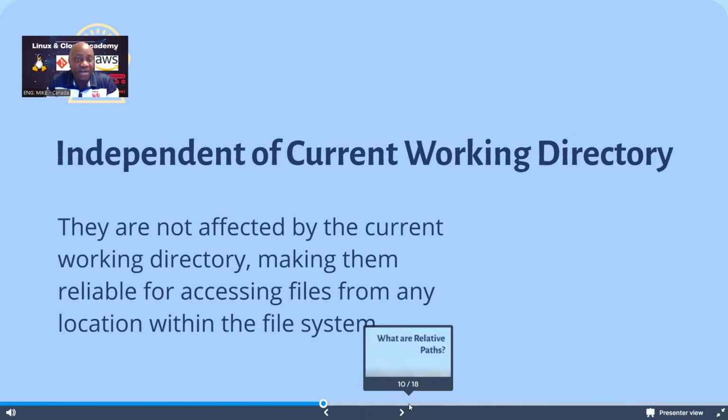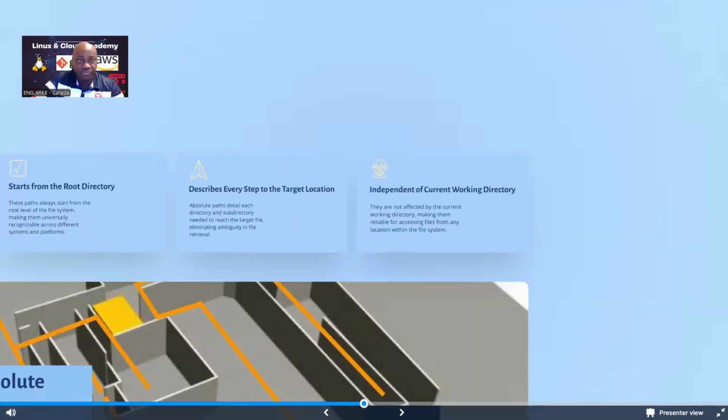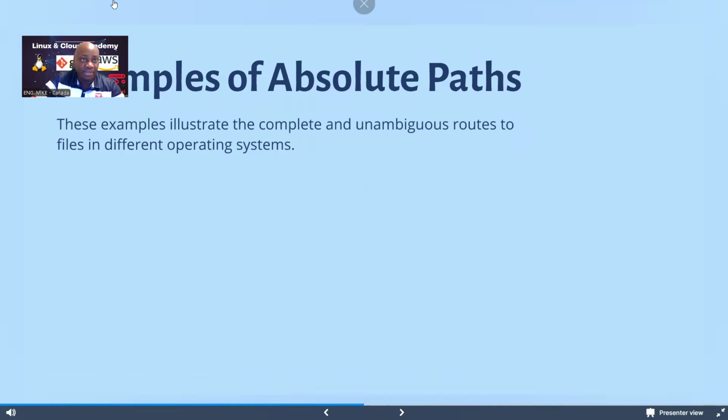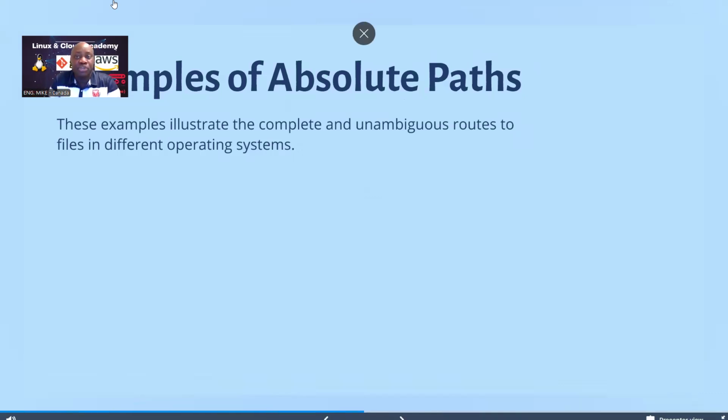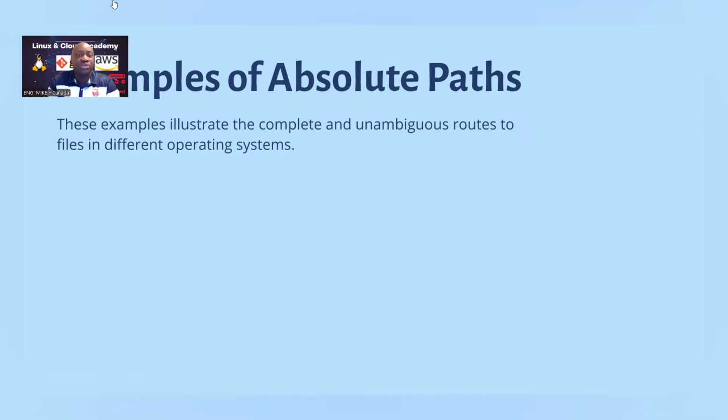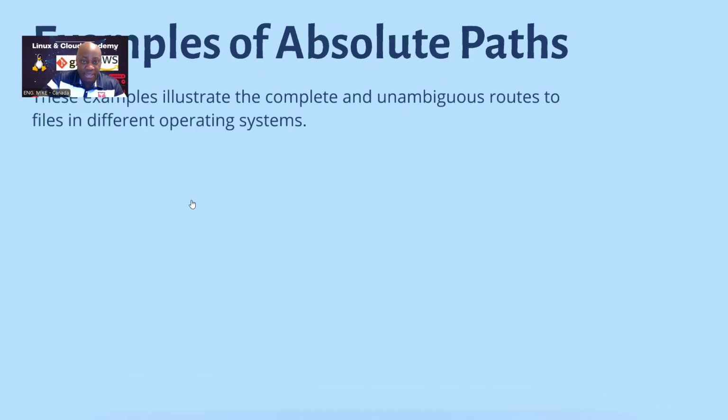So they are very, very good. They are not affected by your current working directory. We will see that on the command line in a couple of minutes as we finish reading the slides. So, examples of absolute paths. These examples illustrate the complete and unambiguous route to files in different operating systems. We will use the Windows and the Linux system here to give that example.